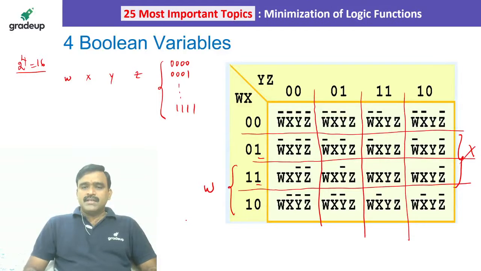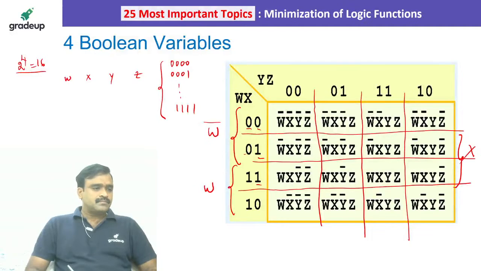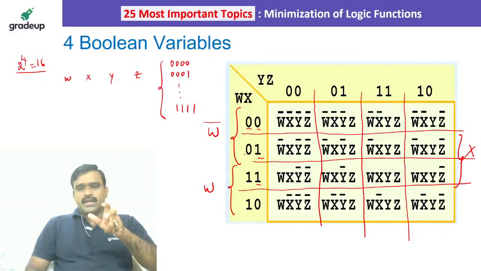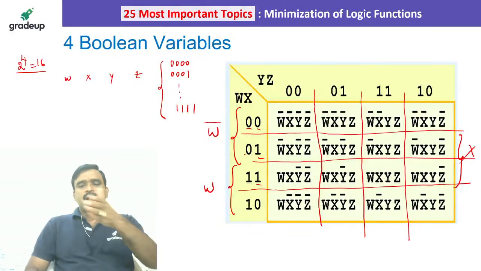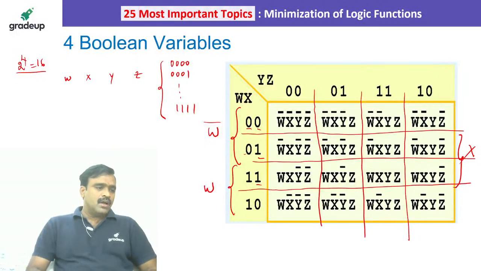Now what is the x bar area and w bar area? The first row and the second row come under w bar, where w is 0, and x bar x cancel. So when you decide the areas like this, it is very easy to plot the squares and find out the minimized expression, either in sum of products form or in product of sums form. There are 2 ways of doing this. I will tell you how to find out SOP form and also POS form. Understand? Okay.